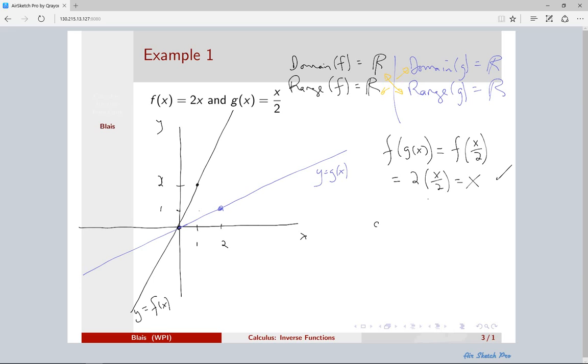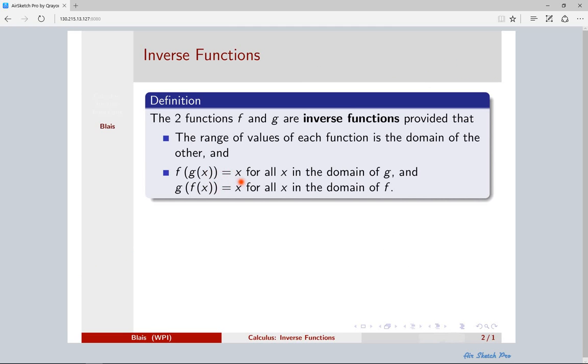How about in the other order? g of f of x, that's g of 2x. So we plug 2x in here for g. So we have 2x over 2, or x. And we see that all the requirements in the definition of inverse functions are satisfied here. Going back, the functions undo one another, and the domains and ranges match up as specified.